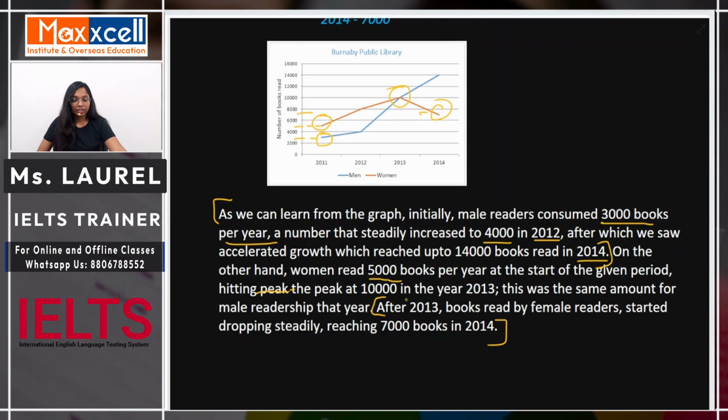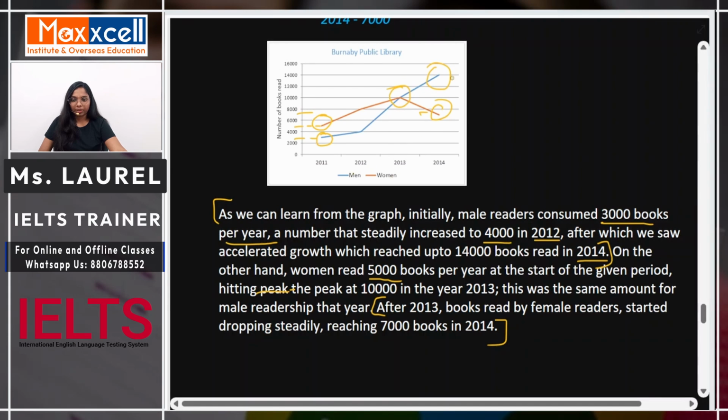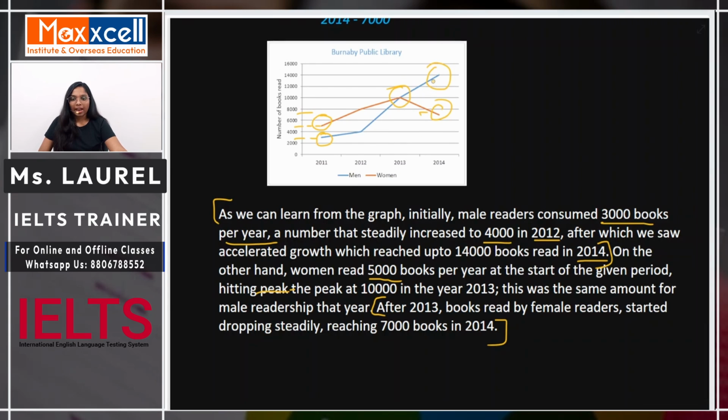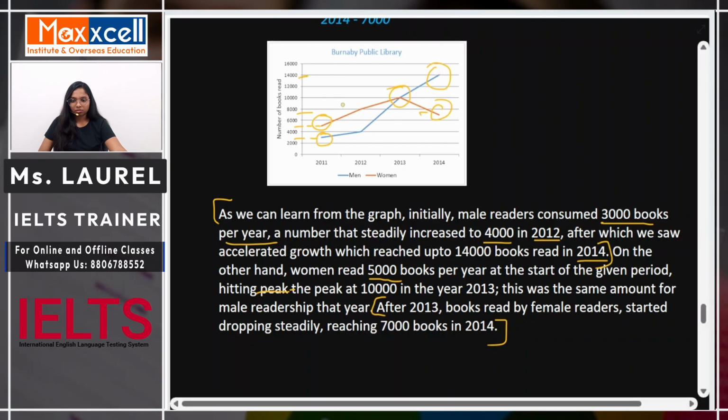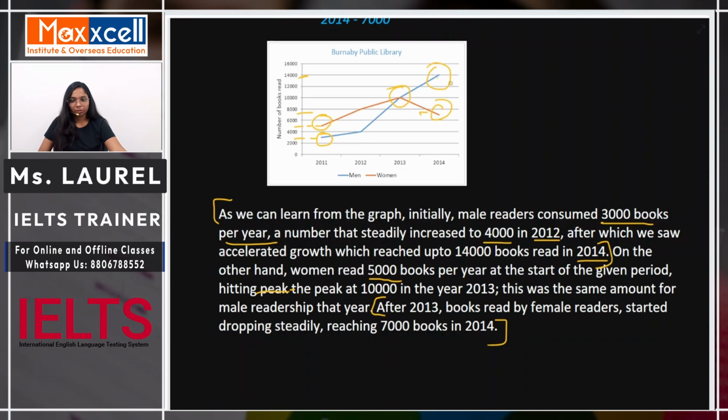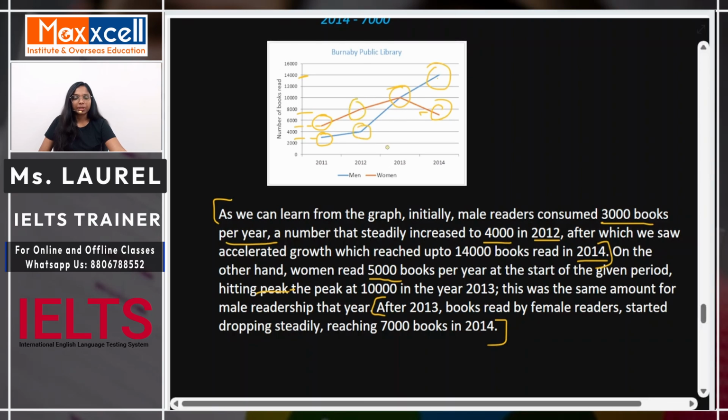In case you feel that you might not end up meeting the word limit, then you can increase the details here. Maybe we could have talked about the end point for the men, and it reaches up to 14,000. Apart from that, we can also talk about the difference here, which is almost double. Men are reading double the amount of books women are reading. So this could be another point. If you feel that you're running out of points, you need to look at the graph again and pick on the details that you might not have included before.